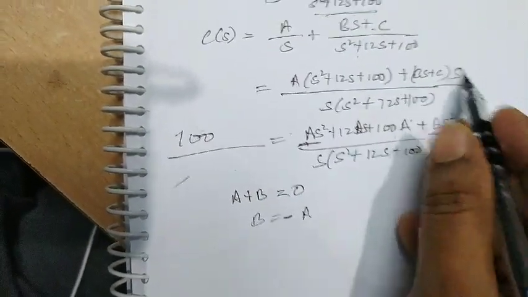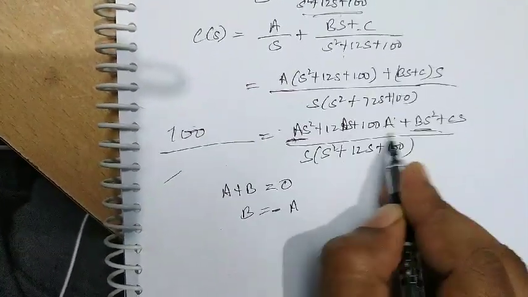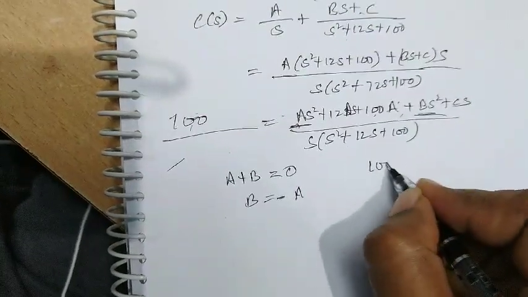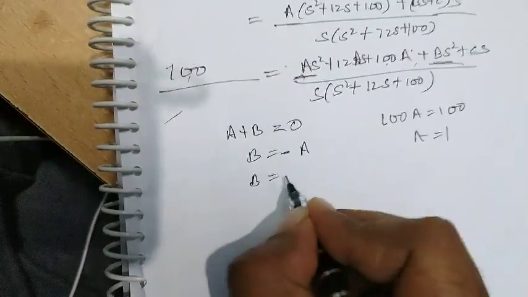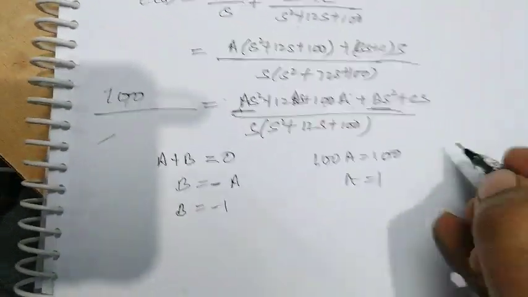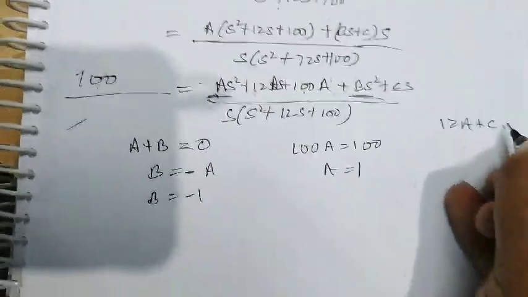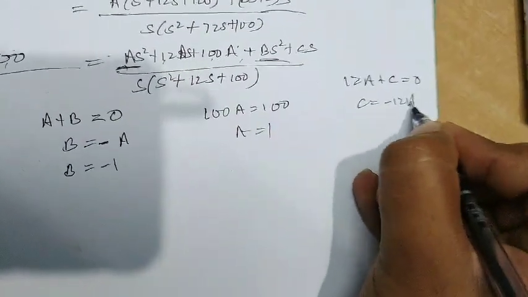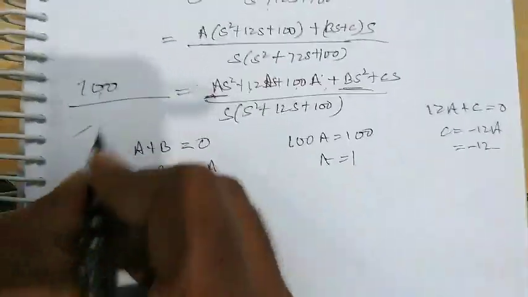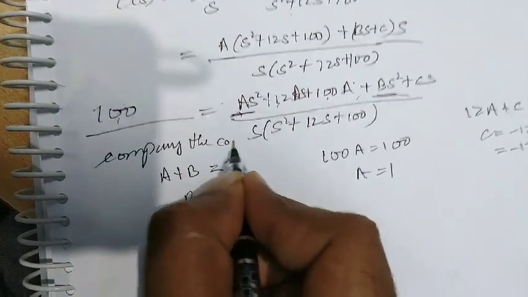Similarly, considering the constant term, I have 100 here, A into 100 gives 100A, so 100A is equal to 100, and from this A equals 1. So B equals minus 1. Next, to find C: the s coefficient has two terms, 12A plus C is equal to 0, comparing the coefficients. So C equals minus 12A, so I'll get minus 12, right? I'm doing this by comparing the coefficients. I got A, B, C.